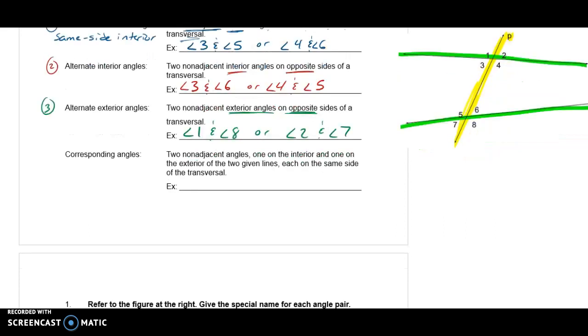The definition for corresponding is probably the most confusing. So two non-adjacent angles, one on the interior, so let's say 3, and one on the exterior, each on the same side of the transversal. So for 3, same side would be along here. This one's on the inside, which means the second one has to be on the outside. So I have this option or this option. But it says non-adjacent, which means it can't be one. So it's going to be this one here.